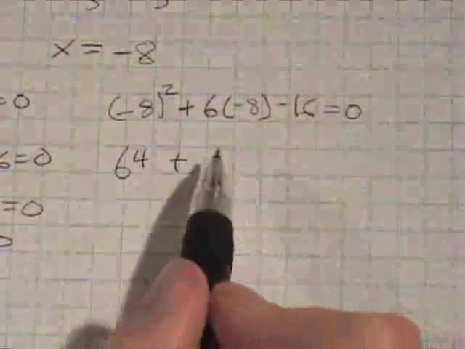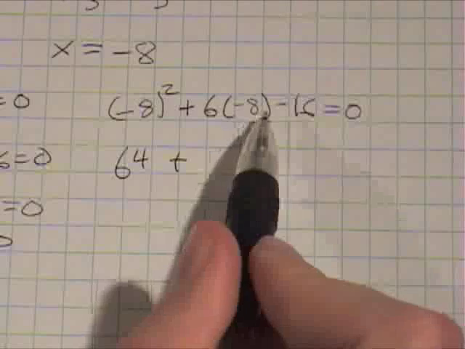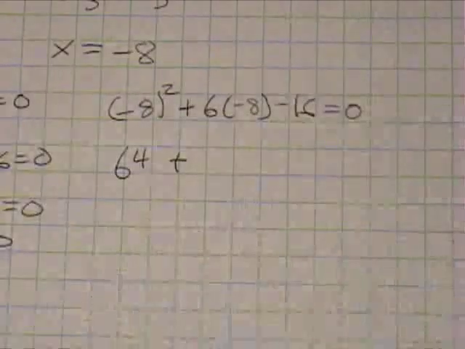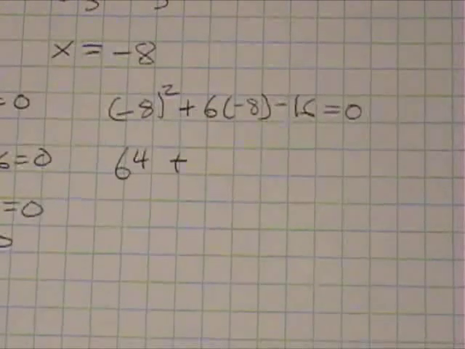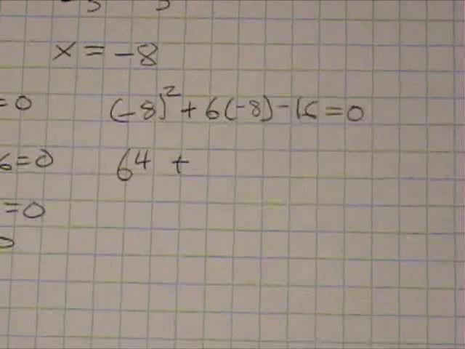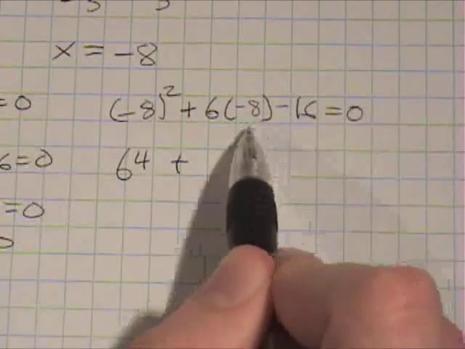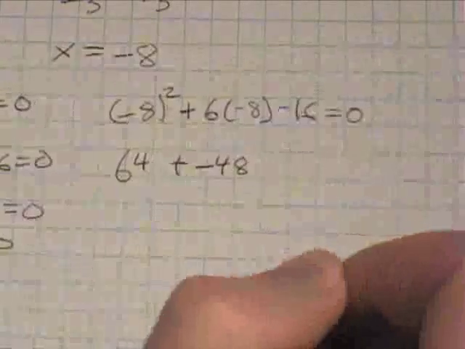plus 6 times negative 8. There's one negative factor in here. If you have an odd number of negative signs among factors, you know it's going to be a negative number as a result. The product will be negative. So 6 times negative 8 is negative 48.